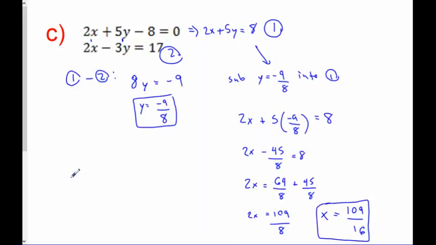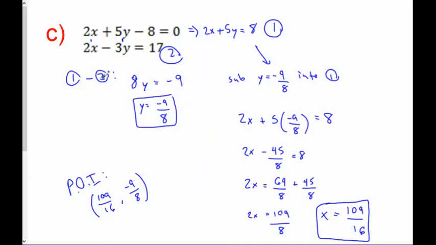Okay, and then I just have to make sure I state my point of intersection, which is 109 over 16 and negative 9 over 8. Right, so hopefully the fractions here didn't complicate things too much for you, but the process was the same.